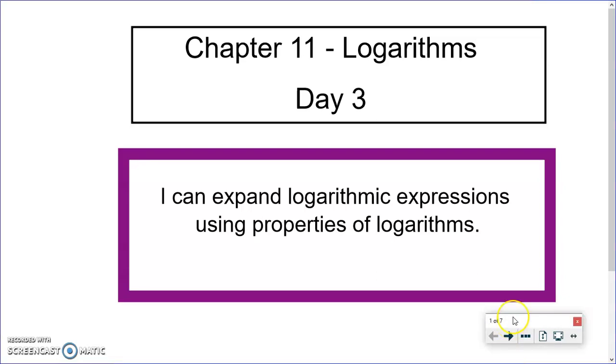If you remember from yesterday, my board does not like to change pages.